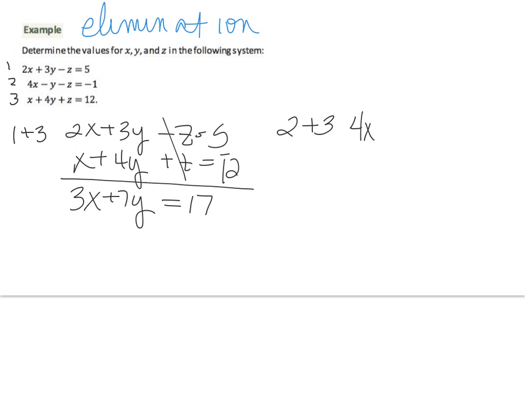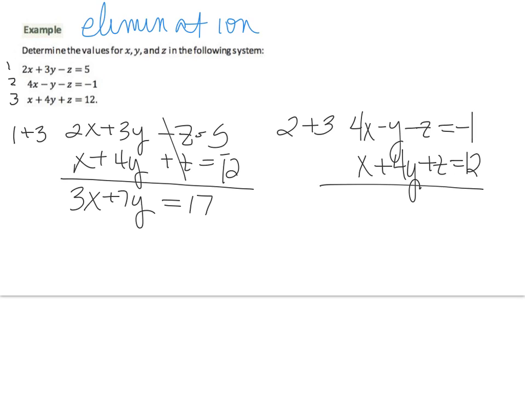So 4x minus y minus z equals -1, and x plus 4y plus z equals 12. Add those together, I have 5x plus 3y, z's cancel, equals 11. This is pretty cool. I have two equations with two unknowns. I actually think I'm going to tackle these next, because that'll give me an x and a y pretty quick, and then I can find a z.